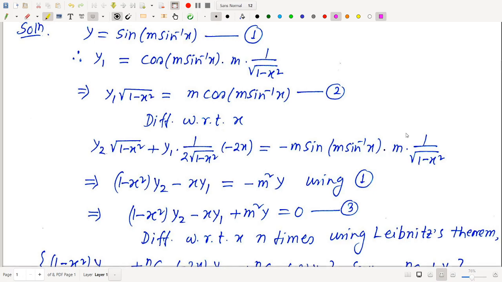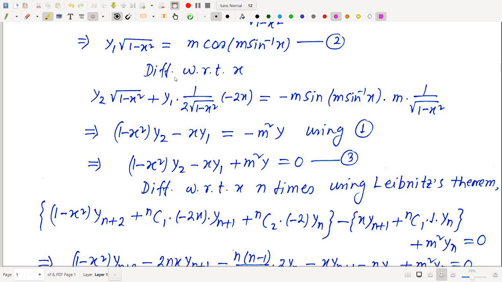So again, m sin inverse x derivative is m into 1 by root over 1 minus x square. So we cross this root over 1 minus x square. When it comes here, 1 minus x square into root over 1 minus x square becomes 1 minus x square. Root gone, y2 minus here, 2 cancels, and root over 1 minus x square crossed from here. So it will be only minus x y1, and here m square, and this sin m sin inverse x is y, so it is minus m square y.